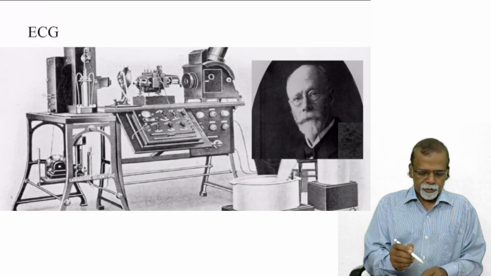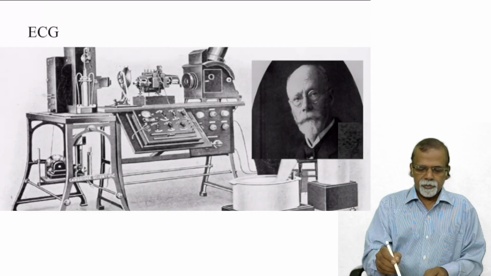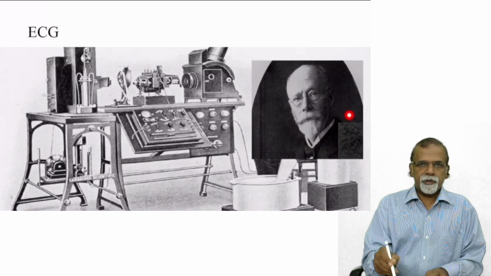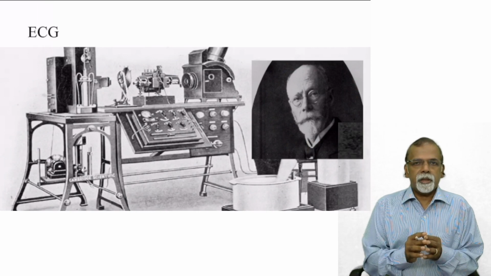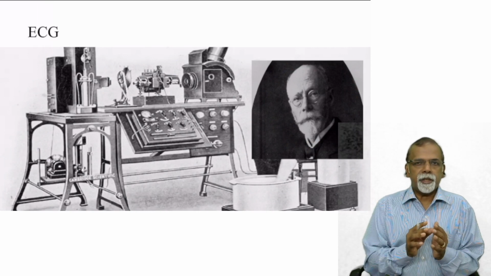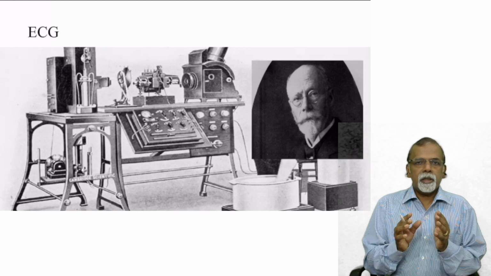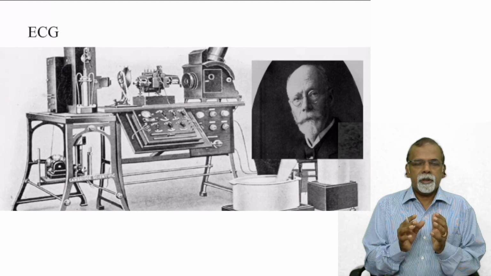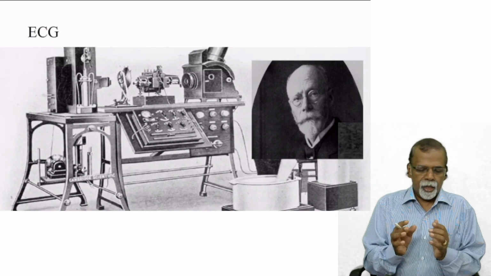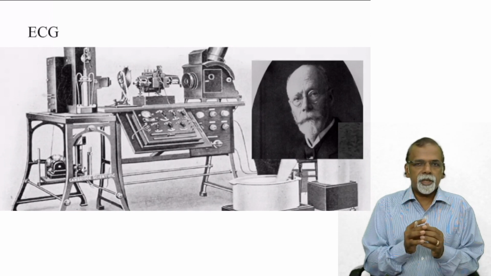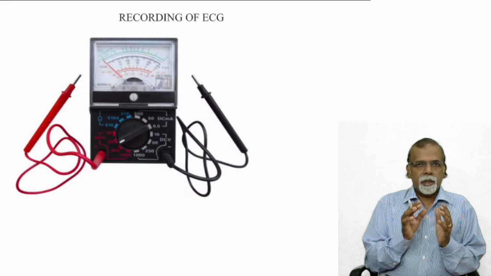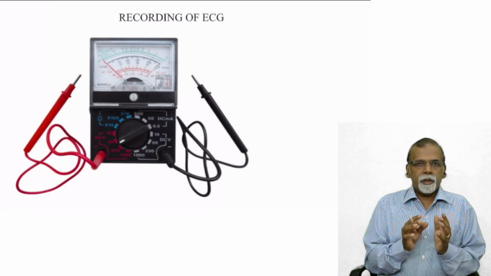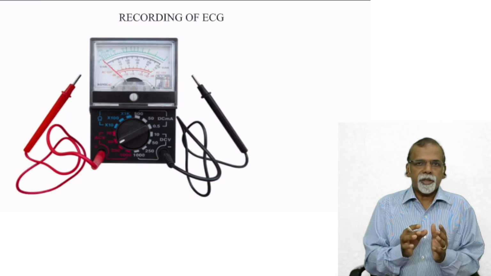This picture you might be familiar with. This is the Dutch physician Einthoven, who invented the first machine to record the electrical activities of the heart, and he was awarded the Nobel Prize for that. And this picture shows the machine he made. Basically, an electrocardiographic machine is a modified galvanometer.